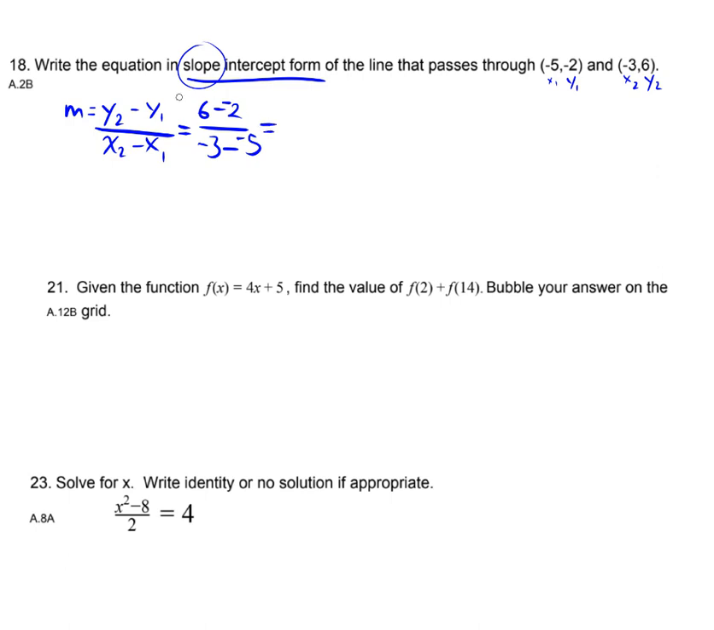So, all right, so that's 6 minus a -2, which is really the same as 6 adding 2, which is going to be 8 over negative 3 minus negative 5, which is really the same thing as negative 3 plus 5, which is going to be positive 2. So that's 8 over 2, which I can simplify to 4 because 8 divided by 2 is 4. Oh my gosh, that was a lot of negatives to be careful with. So hey, be careful with those for sure.